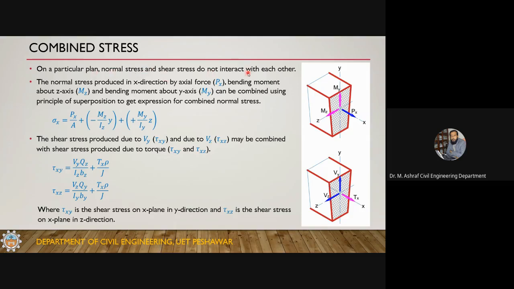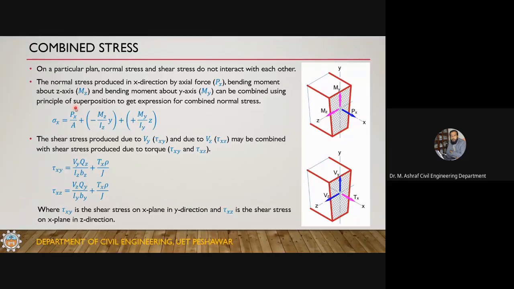Since they do not interact with each other, you can separate them. These are the forces causing normal stresses: the axial force, the bending moment about the z-axis, and the bending moment about the y-axis. And these are the forces causing shear stresses: the torque about the x-axis, the shear along the z-axis, and the shear along the y-axis. So I've separated them, and the stress produced at a certain section can be obtained by combining the stresses obtained from the individual forces as per the principle of superposition.